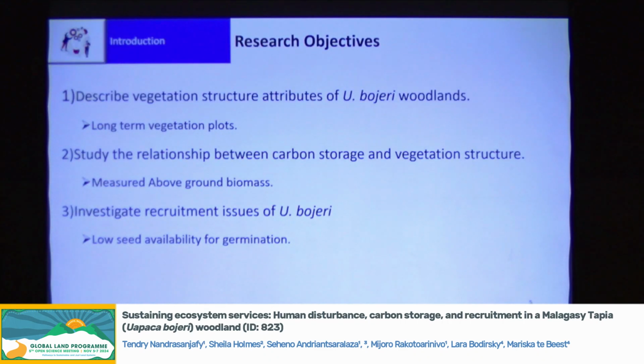To fill these gaps, we address the following research objectives. First, we describe the vegetation structure attributes of Uapaca bojeri woodlands by installing long-term vegetation plots. Secondly, we studied the relationship between vegetation structure and carbon storage by measuring above-ground biomass. And third, we investigated the recruitment issues of Uapaca bojeri, whether it is due to low seed availability for germination.